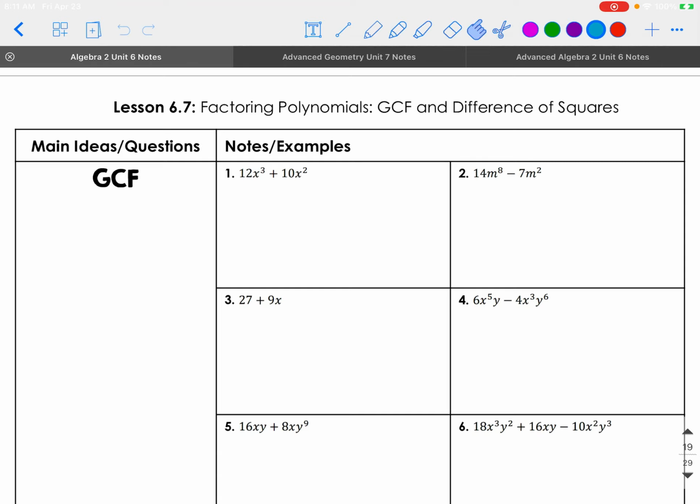Hey guys, in this video we're going to be going over lesson 6.7, which is the first two types of factoring that we're going to do. And I just wanted to remind you of some things before we start this.